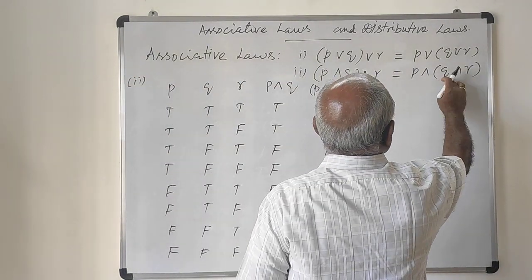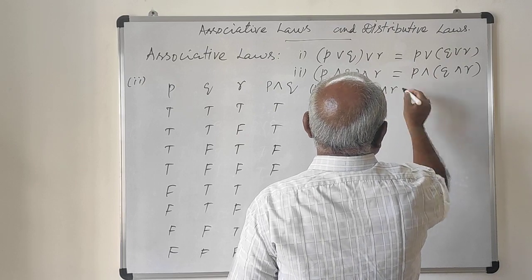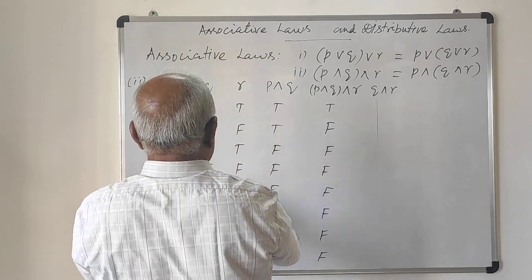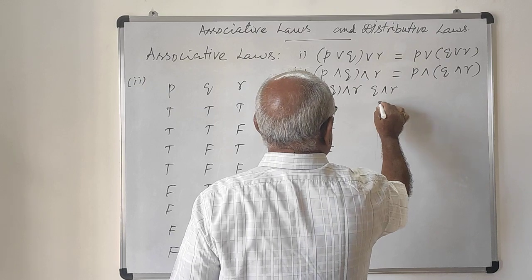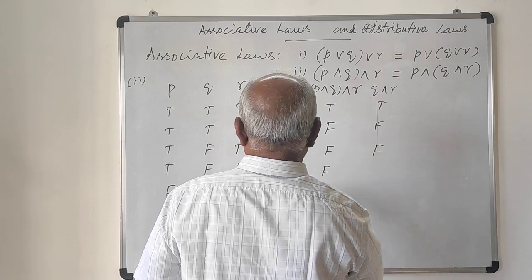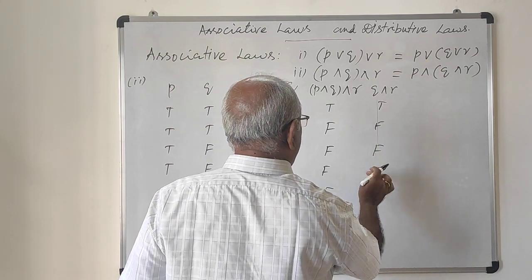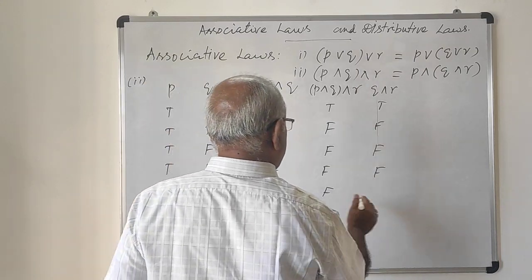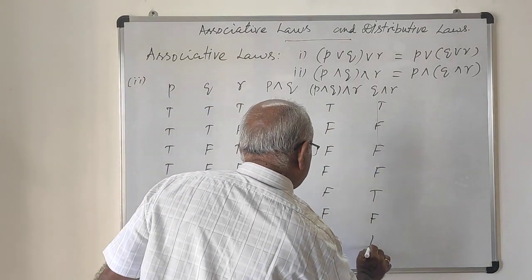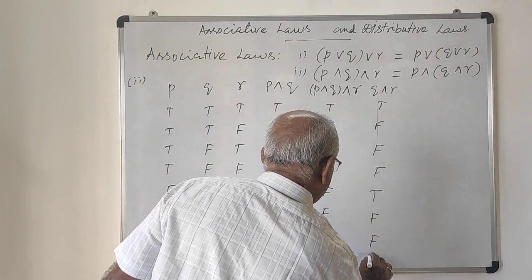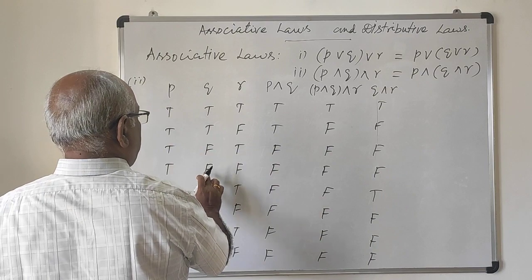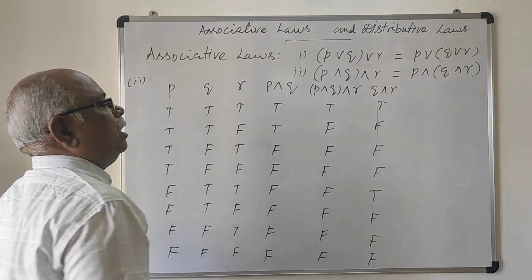Next column, Q conjunction R. These two, the second and third column: if both are T, the truth value is T. One T, one F is F. Both are F, F. Both are T, T. One F, one T, F. Both are F, F. So this is Q conjunction R: both are T, T. The rest of the values are F.